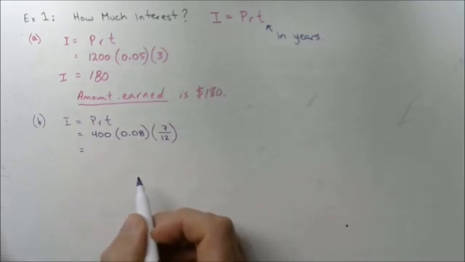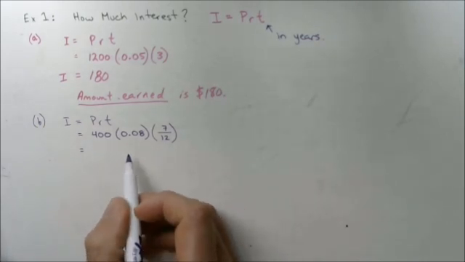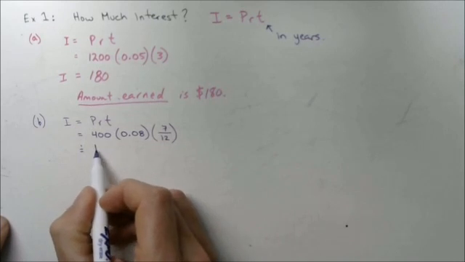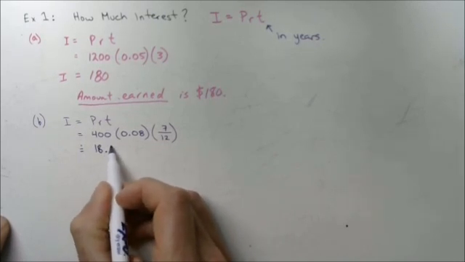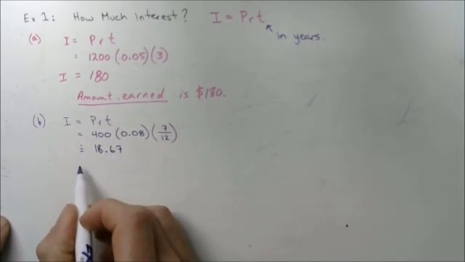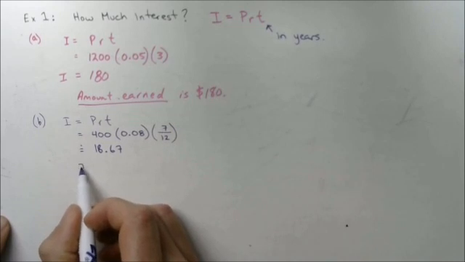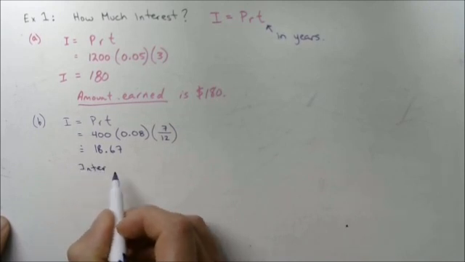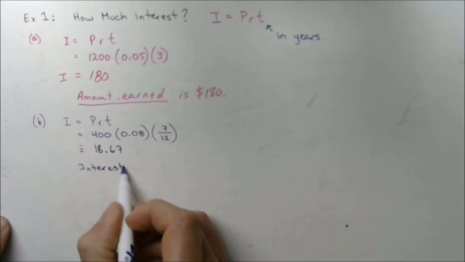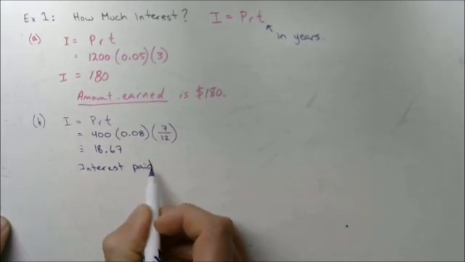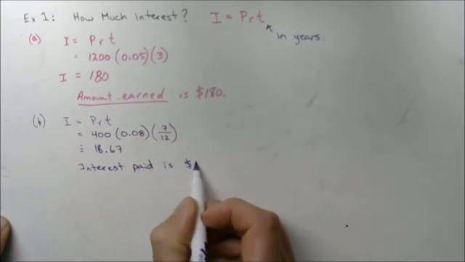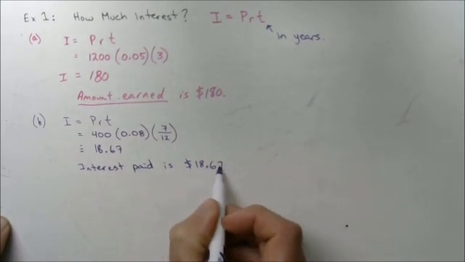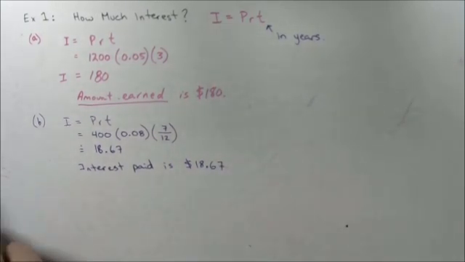And we always round money to the nearest cent. You click this in your calculator, and you end up with approximately $18.67. In this case, interest paid is $18.67.